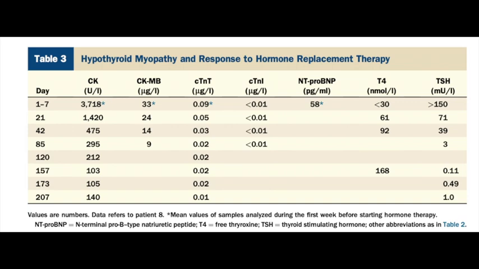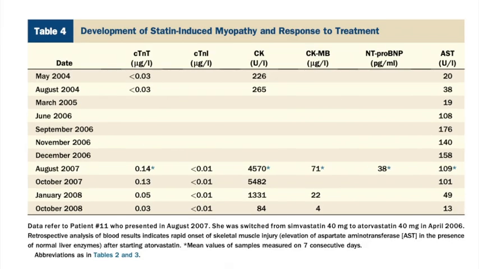In this case of hypothyroid skeletal myopathy, it can be seen that with treatment with hormone replacement, creatine kinase, CKMB, and cardiac troponin T all decrease in synchrony. In contrast, cardiac troponin I was normal throughout. The same observations were made in a patient with statin-induced skeletal myopathy.